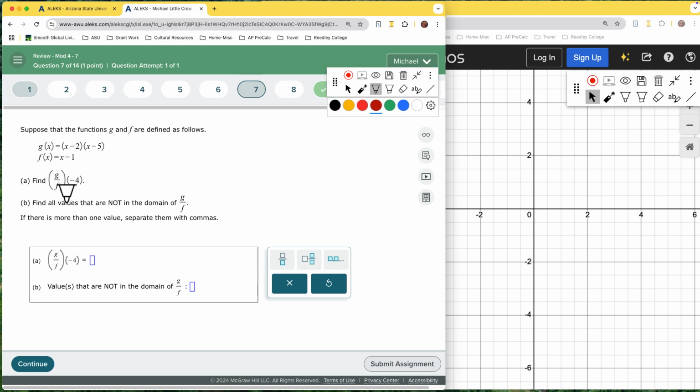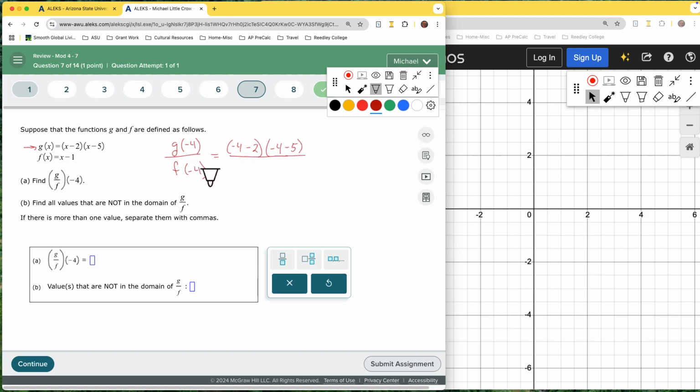We will take the g function divided by f, and another way to write this at the point -4 is to rewrite it as g(-4) divided by f(-4). That's really what we're doing. So we take the g function, and we're going to plug in -4 everywhere we see an x. So that gives us (-4 minus 2) times (-4 minus 5).